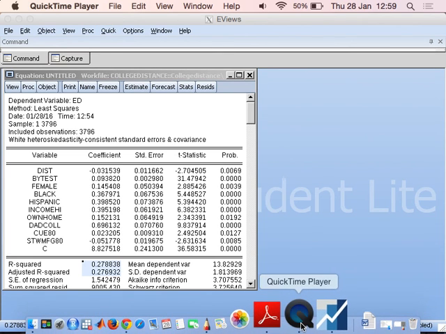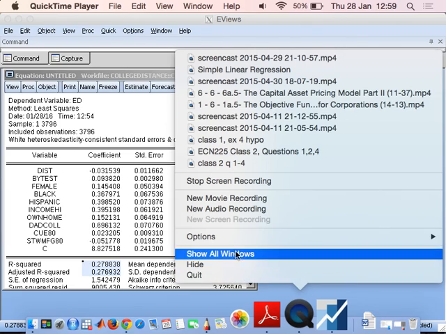Where's the register? Register, I don't have it, guys. Where's the register, guys?